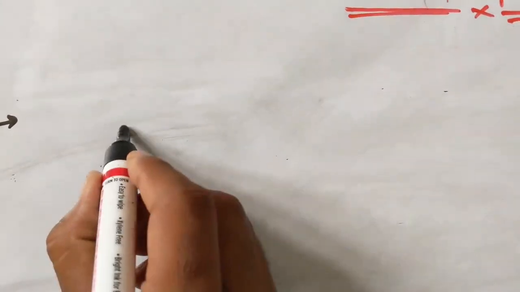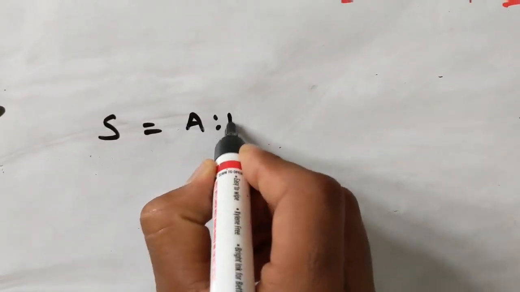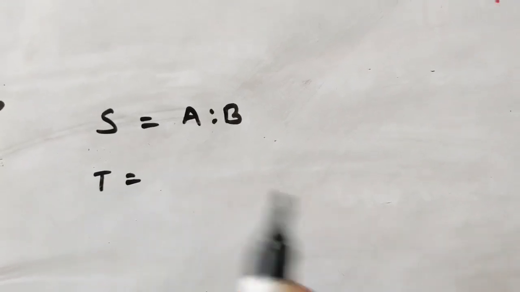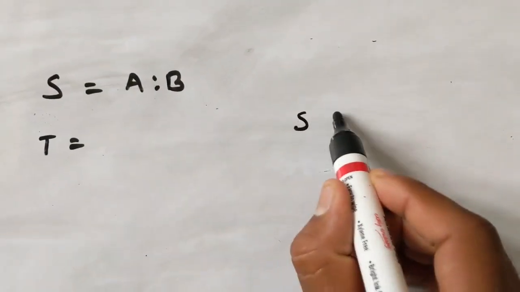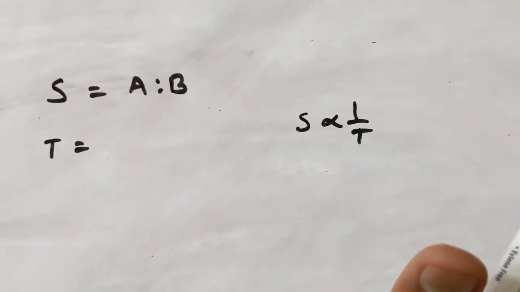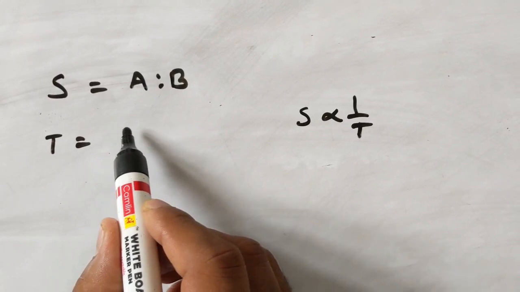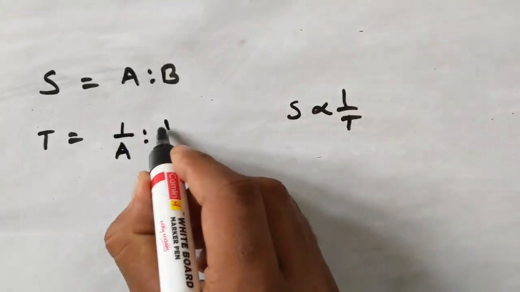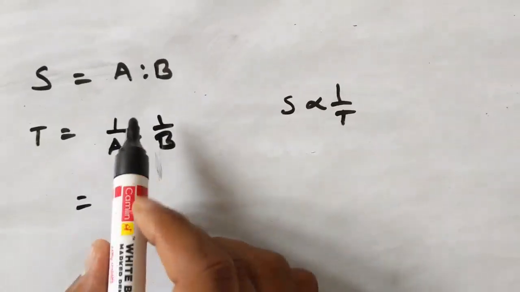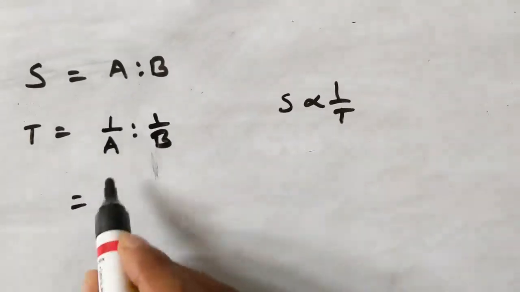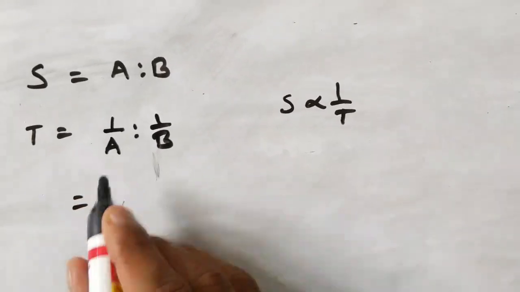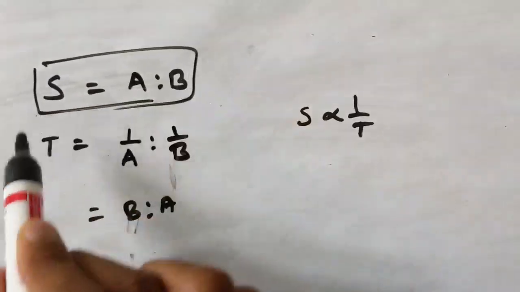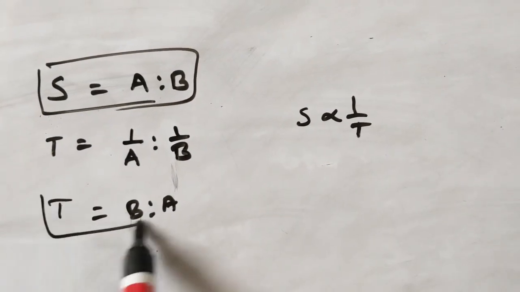If two speeds' ratio is a is to b, then what is the ratio of time? Speed is inversely proportional to time if distance is constant, right? So time will be 1 by a is to 1 by b. This is the reciprocal of the ratios, so if I simplify, I get b is to a. If the speed ratio is a is to b, the time ratio will be b is to a.